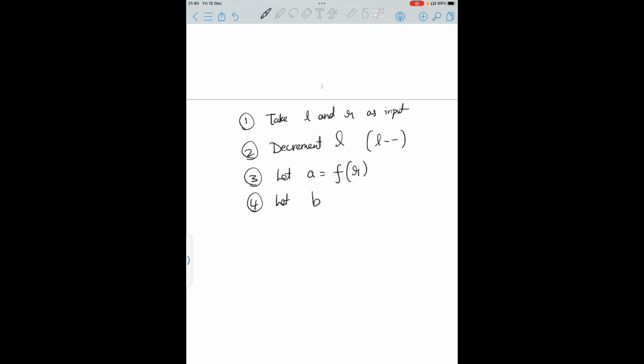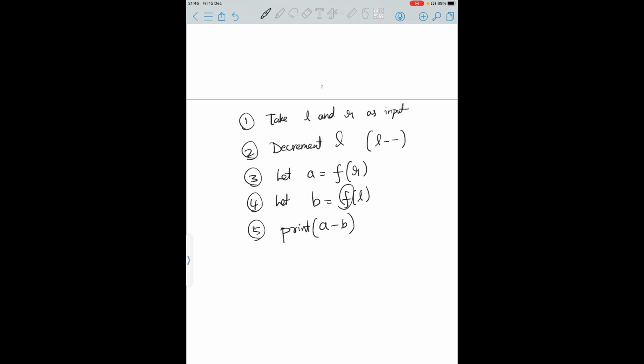First one is take L and R as input. Second one is decrement L. Third one is let A equals f of R. Let B equals f of L. Then we just output A minus B. This is simply the pseudocode for the above problem.